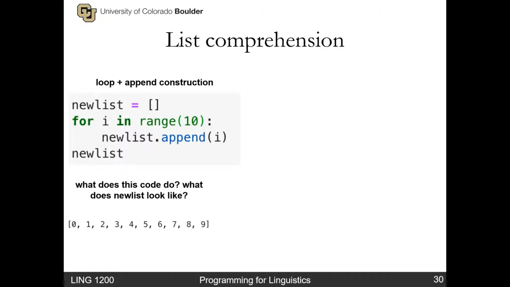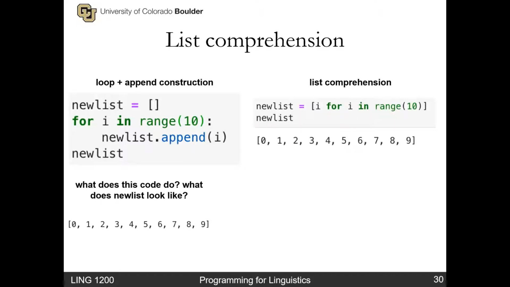This is what we're going to get. We can do the same thing and get the same results in another construction, which is called list comprehension, and it's much more compact, and once you get used to it, I think it's more readable as well. And this is what it looks like. So we've got a new list, and we've got this one line of code, which is square brackets, so a list, and inside of that you have i for i in range 10. And if you print out the new list, you'll get the same result, a list of numbers 0 to 9. It's doing the same thing.